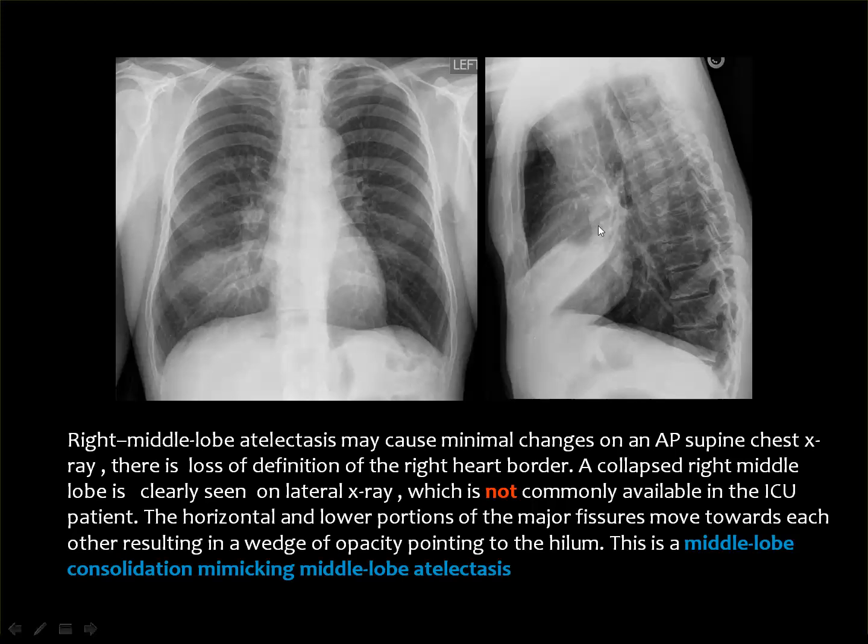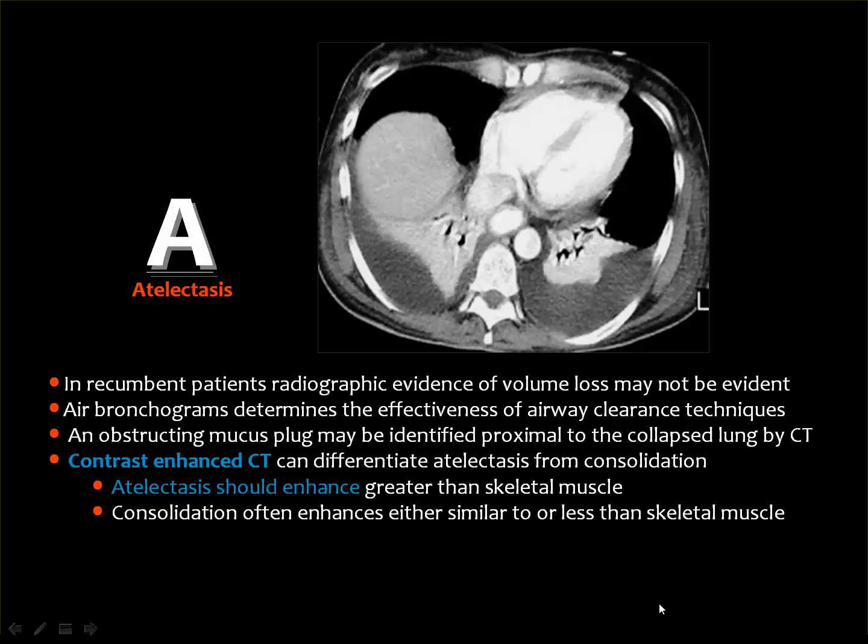But whenever you appreciate the degree of loss of volume as detected by the displacement of the fissures and the actual loss of volume of the middle lobe, then you know that this is a consolidation with partial atelectasis. Then, if you have the CT scan, you can see bilateral pleural effusion with underlying compression, consolidation of the lower lobes with internal air bronchogram.